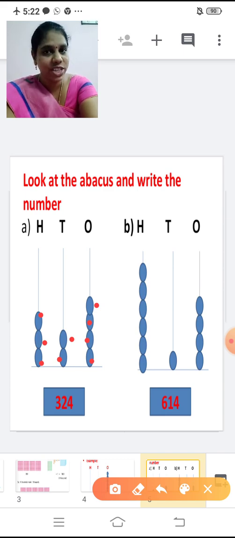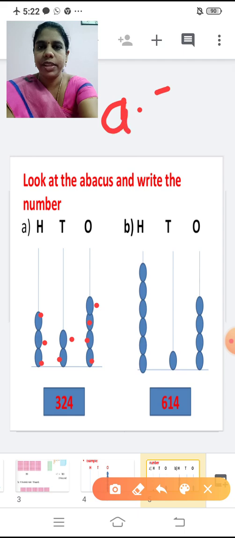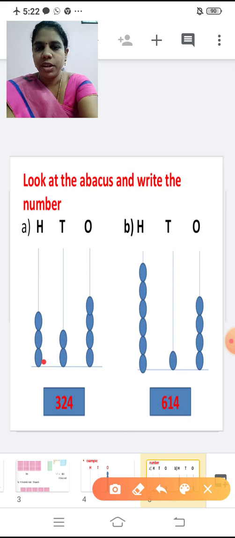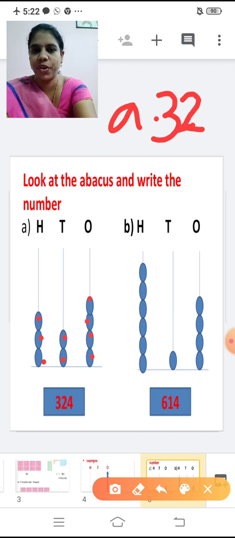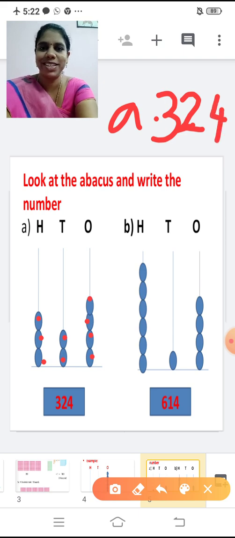While writing the number, you have to start from the hundreds place. So how many hundreds are there? 300, right? Write 300. Then how many tens? 1, 2. 2 tens. And how many ones? 1, 2, 3, 4. So the number formed is 324.